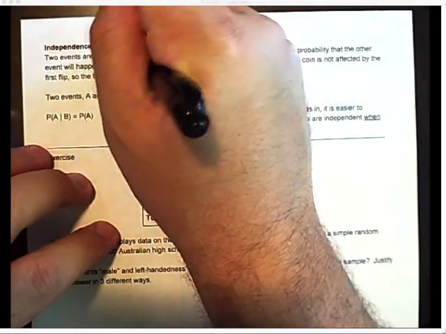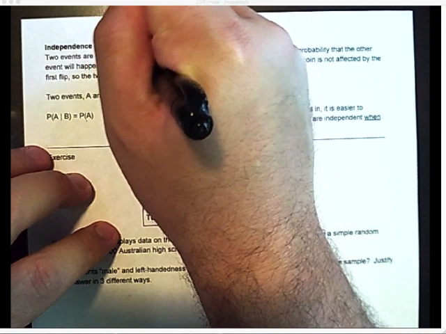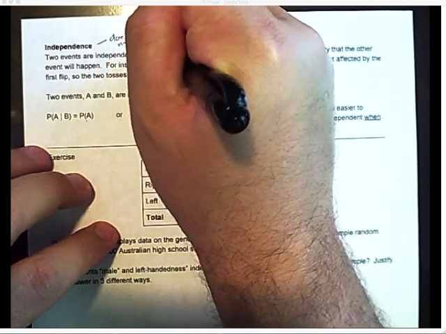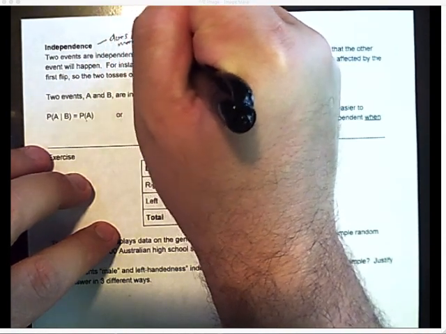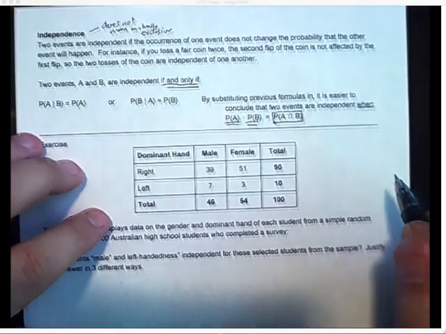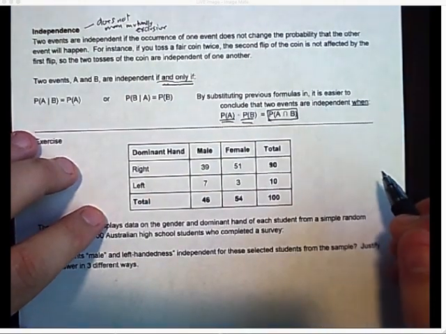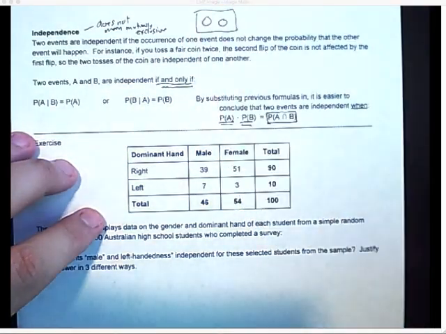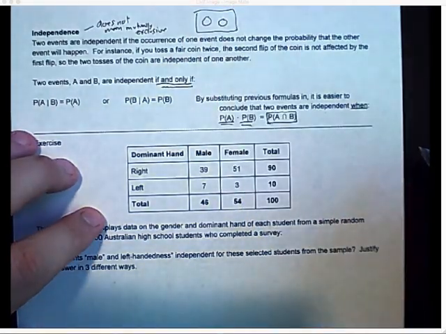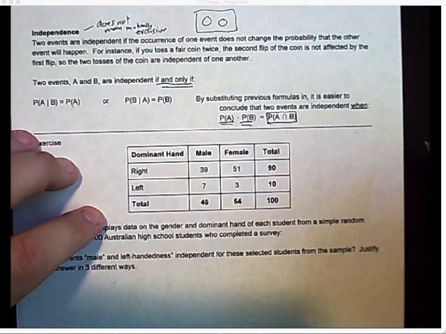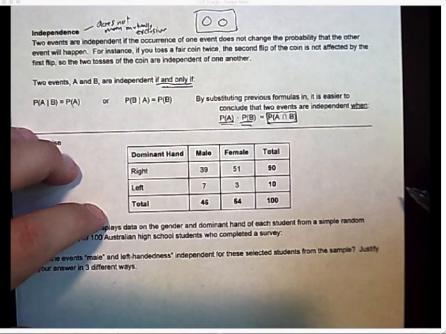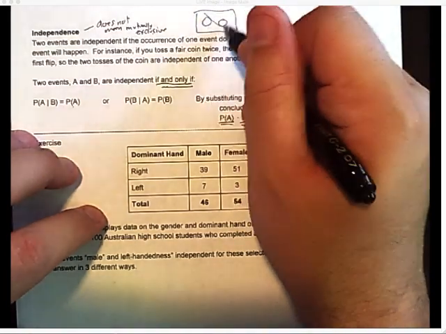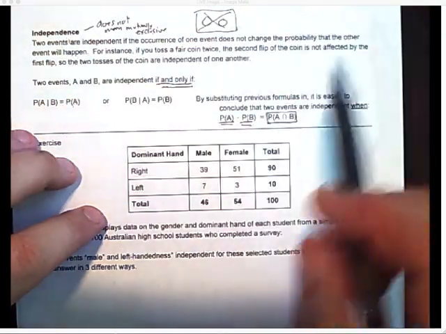Independent does not mean mutually exclusive, by the way. It has nothing to do with mutually exclusive. Okay? So for instance, if you see a Venn diagram and you see something like that, it doesn't mean that they're independent. It means they're mutually exclusive. Okay? This has nothing to do with independence. Independence has to do with the formula.